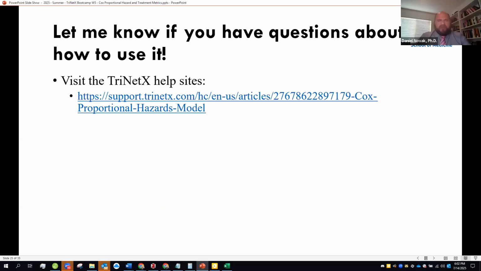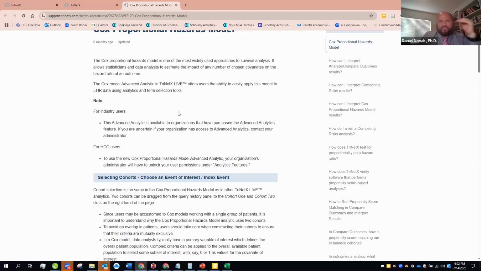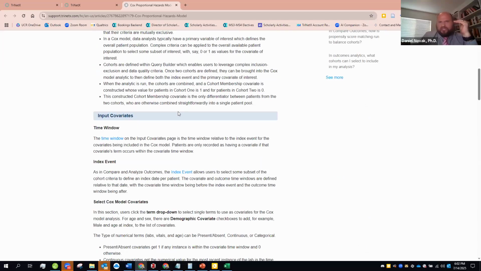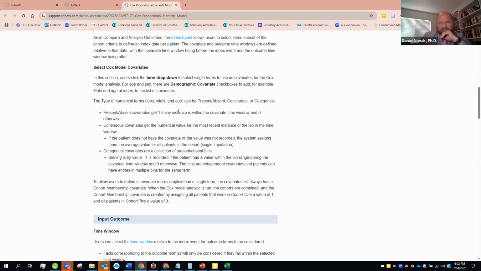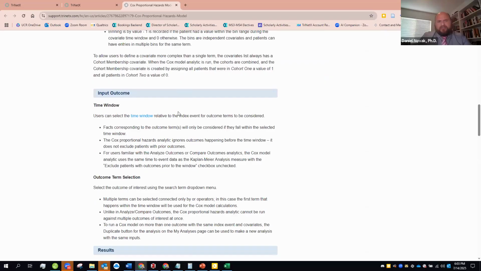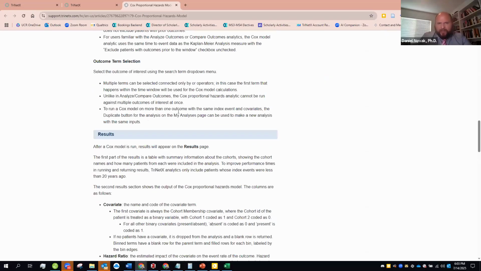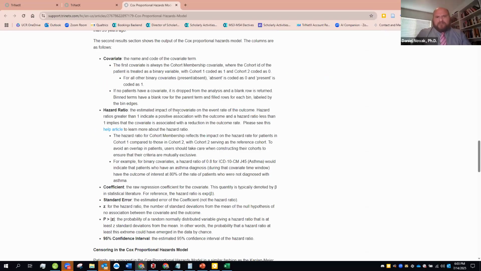I would strongly recommend, before trying to use this in a study, reading the TriNetX help site information on the Cox proportional hazards model. They actually do a very good job. You have to read it carefully because it's quite complex, but they do a very good job of taking you through the logic of why their tool and how their tool works to provide these kinds of metrics on your various components that you're looking for. So I think this is a really useful tool.